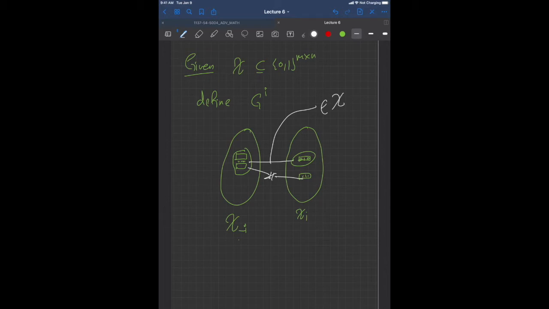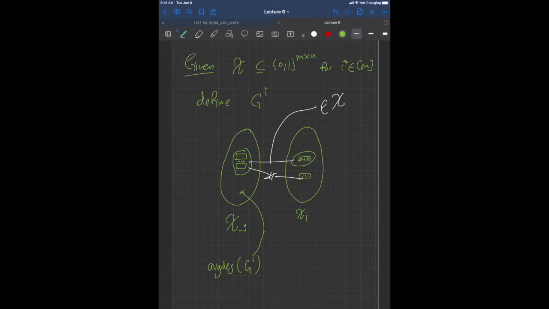So given this set of matrices X, for every I, so what is the I? I is a row, so for every I in M, so there are M rows, so for every row we can define this graph, right? And now we define this measure, which is the average degree of this graph G_i, but it's the left average degree. So this is the average degree of a node in the left partition.